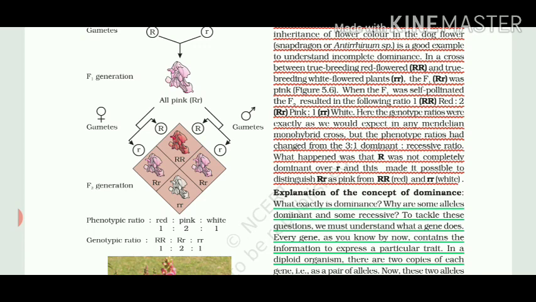So in most diploid organisms which have such traits, they consist of 2 copies of each gene, that means a pair of alleles, and they show either dominance or incomplete dominance. So this cross is very important. You have to remember the type of gametes and the kind of parents which are present.